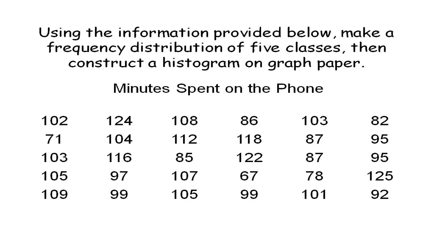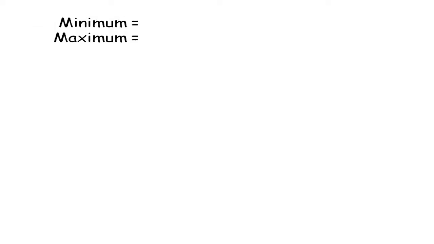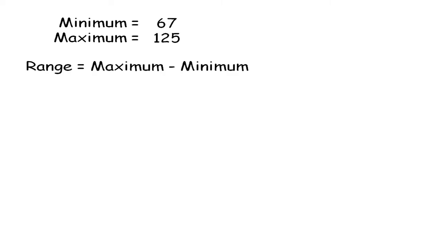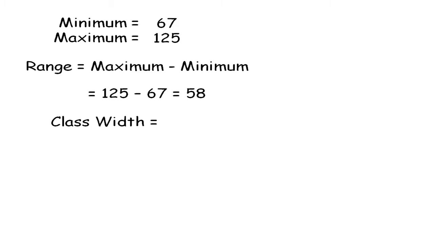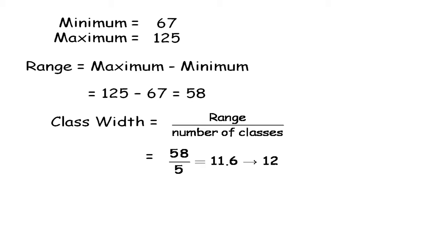Okay, so now what was our first step? What did we do first? Find the class width. So how do we find the class width? Subtract the minimum: the highest number minus the lowest number. And how many classes did they tell you to do? 5. So we divide it by 5. So 58 divided by 5, and you get what? 11.6, which will round up.